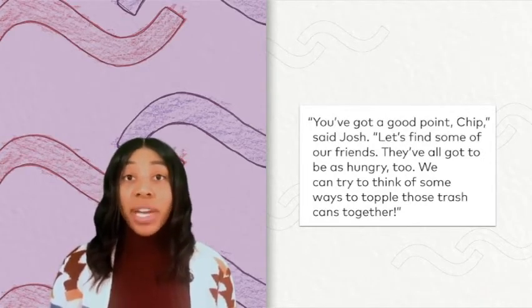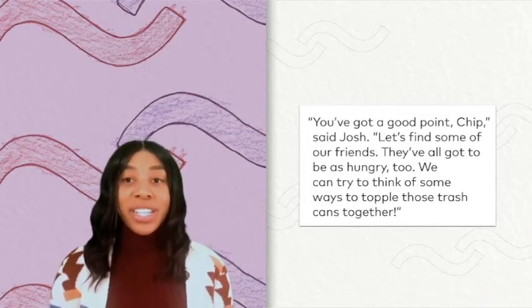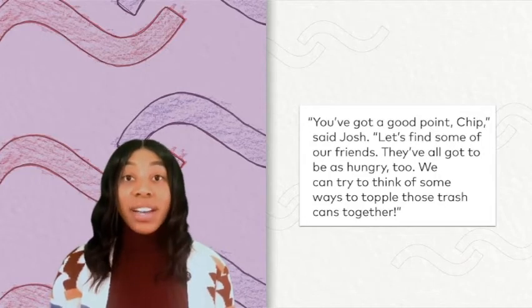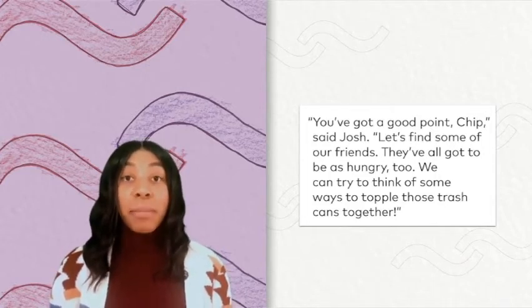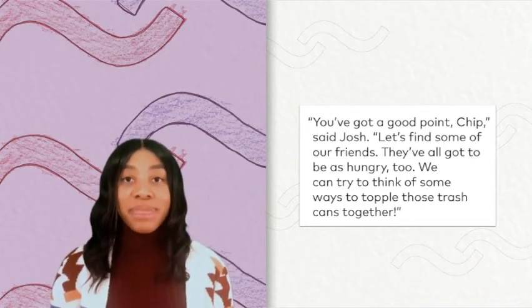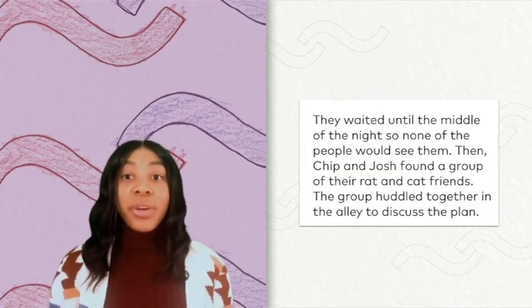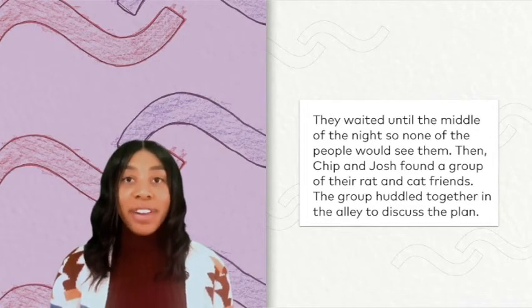"You've got a good point, Chip," said Josh. "Let's find some of our friends. They've all got to be as hungry, too. We can try to think of some ways to topple those trash cans together." They waited until the middle of the night so none of the people would see them. Then, Chip and Josh found a group of their rat and cat friends.